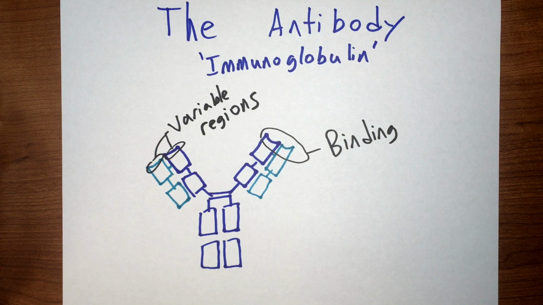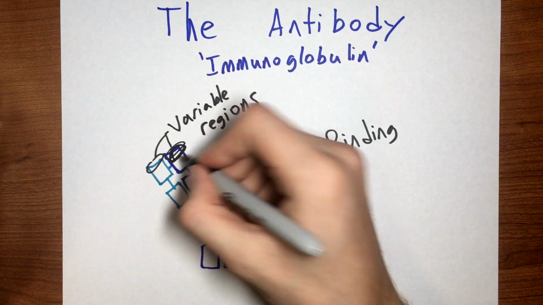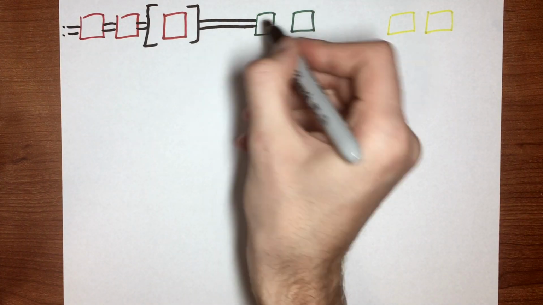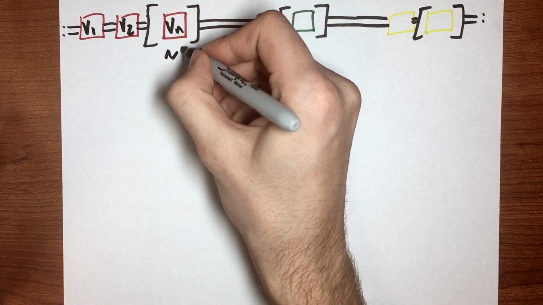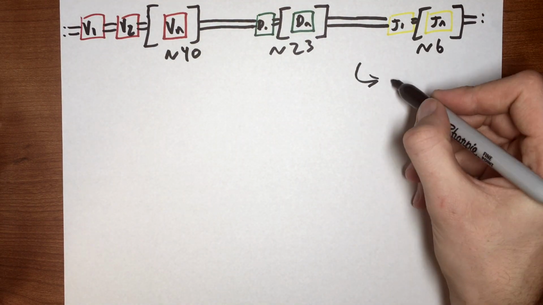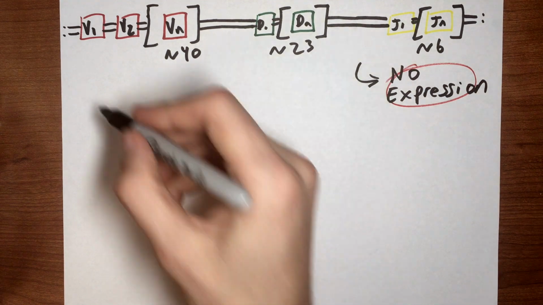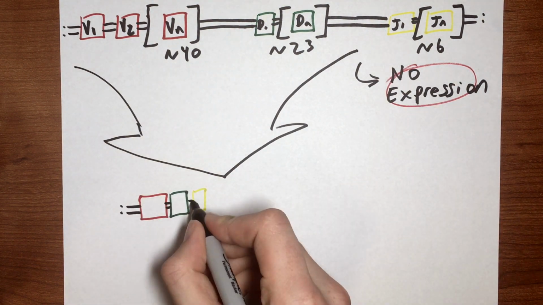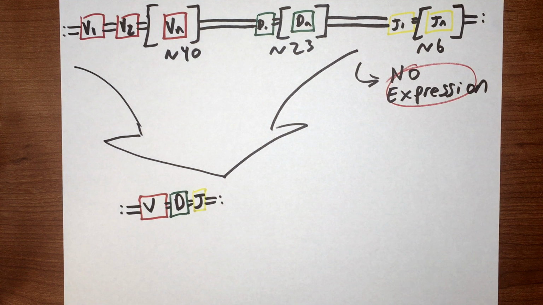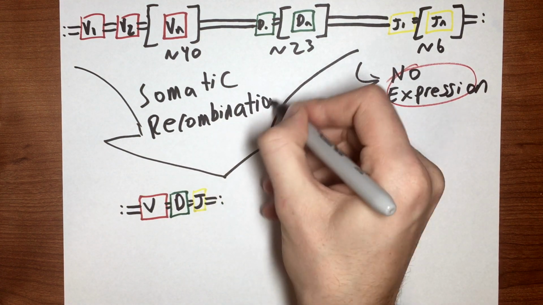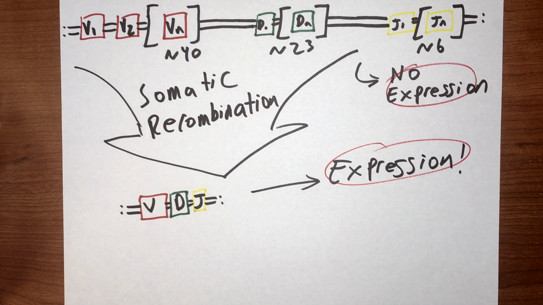Let's look at how the variable region is encoded for the heavy chain specifically. This is what the antibody encoding chromosomal region, specifically for the variable region, looks like at the germline level. It is completely inexpressible in this form. Notice there are three types of protein encoding segments: V, D, and J. The post-rearrangement gene will only have one of each segment type. The process by which single V, D, and J regions are spliced together is called somatic recombination, and it is only after this process that expression can occur.